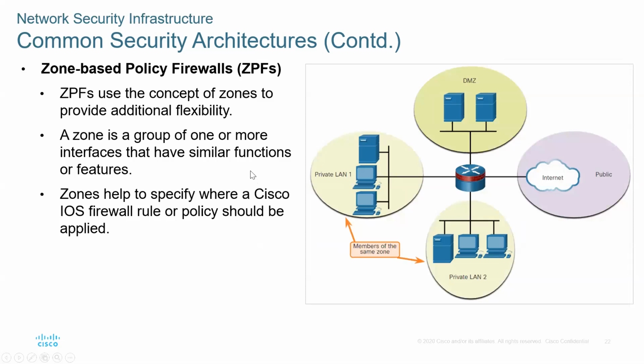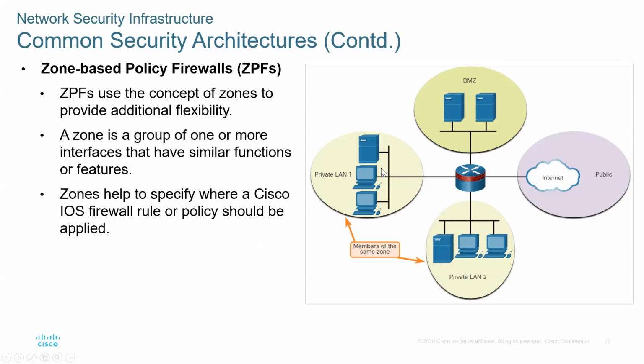And that gets into zones. And so that allows us to have zone-based policy firewalls or ZPFs. Typically, this concept is just to provide flexibility. You want as many zones, which is basically a group of one or more interfaces that have similar functions. And they'll help, like here they say that they'll help specify a Cisco IOS firewall rule, but that works for any zone-based firewalls. It's the same way.